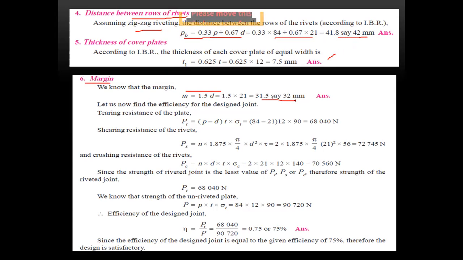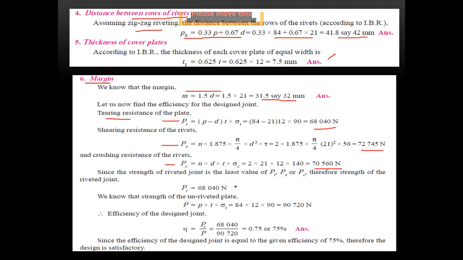Now find the efficiency of the design joint. Tearing resistance PT, same old formula, find this. Next PS, same old formula, find this. Okay, PC, same old formula, find this. Which is the least among the three? 68,040.